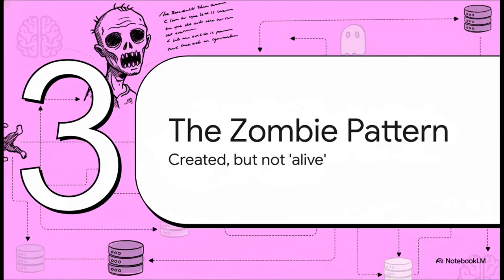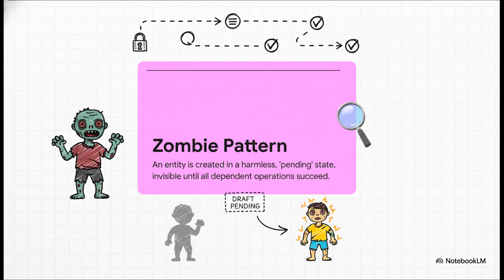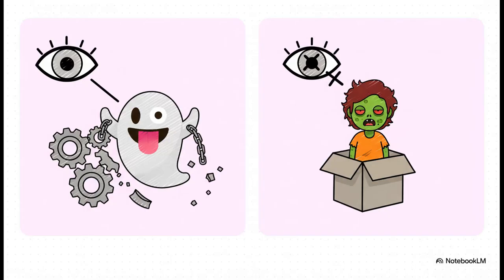And all of that brings us to their really elegant solution, the zombie pattern. I love the name, it's just perfect. It's an entity that exists in the database, but it's not really alive or visible to anyone yet. So here's the official definition. The whole idea is you do your first write, but you stick a status on it, like pending or draft. This makes the new entity totally inert, totally harmless. It only gets activated, made real and functional after you've confirmed that all the other steps in the process have finished successfully.